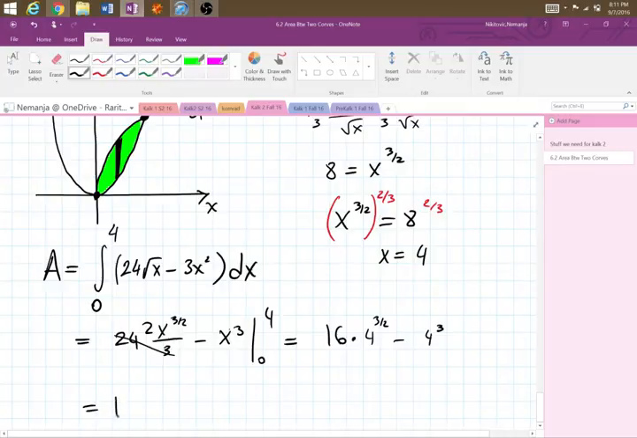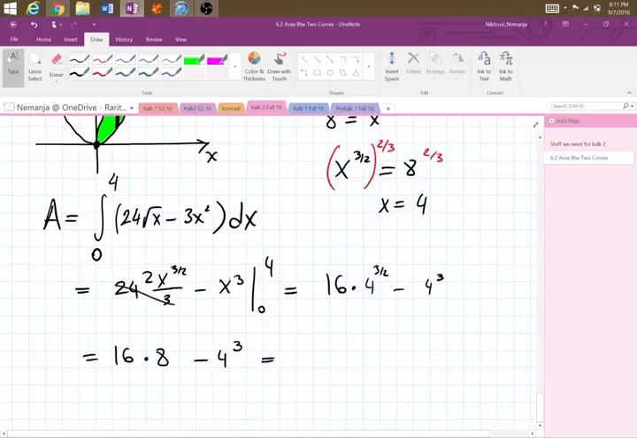And you have 16 times, this is square root of 4. Square root of 4 is 2. 2 cubed is 8, so 16 times 8 minus 4 cubed.